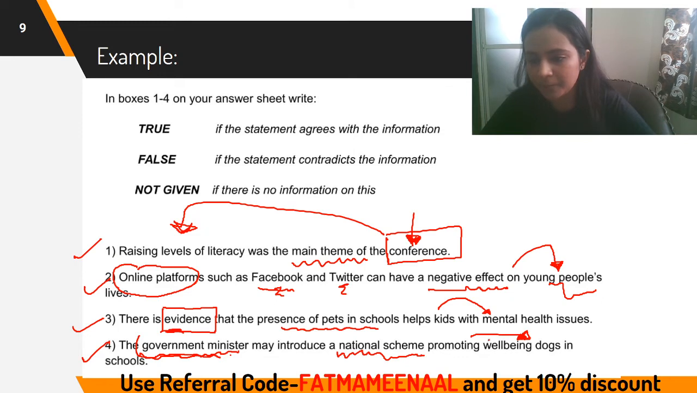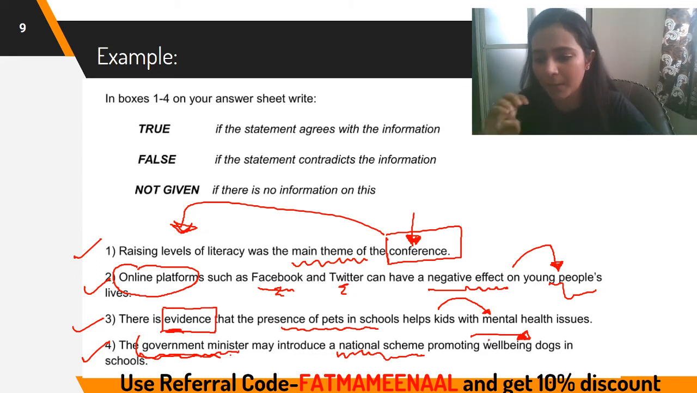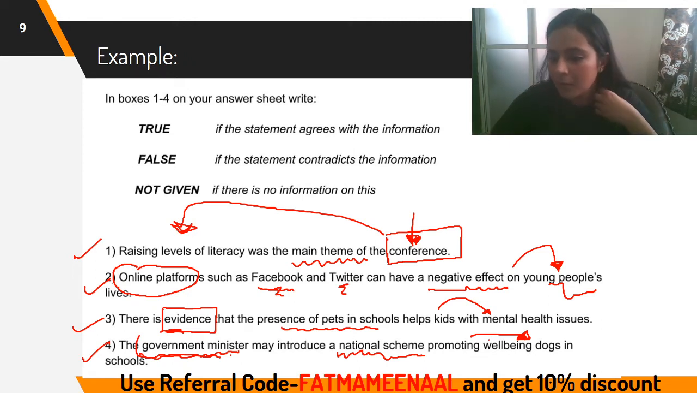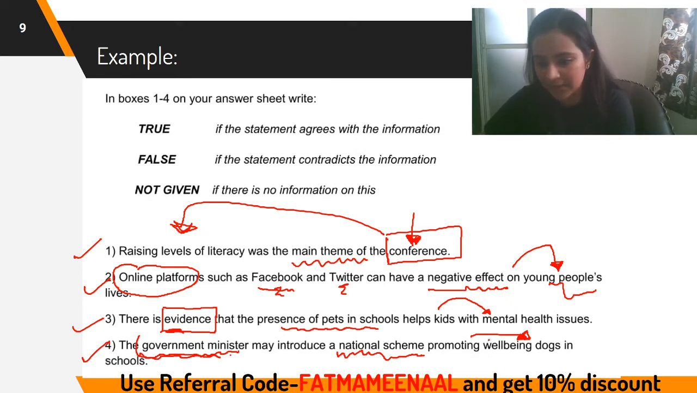Ready? You have to type ready, guys. I can see so many people live right now. Quickly, are you guys ready? Let's start with the passage now. Okay?